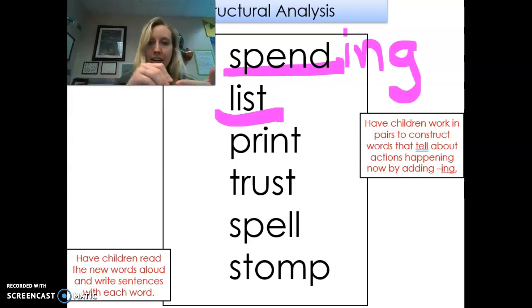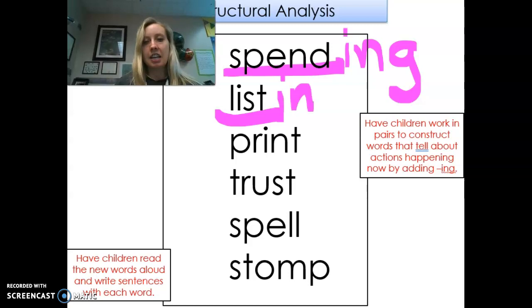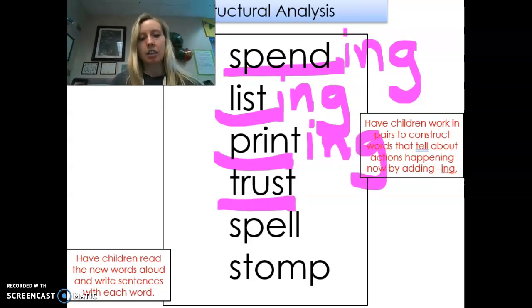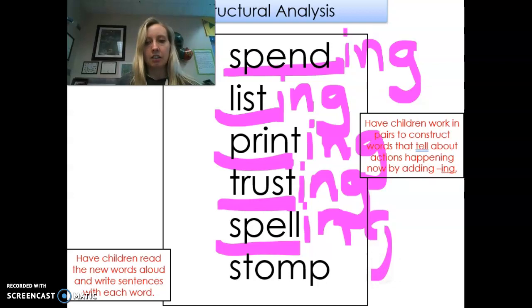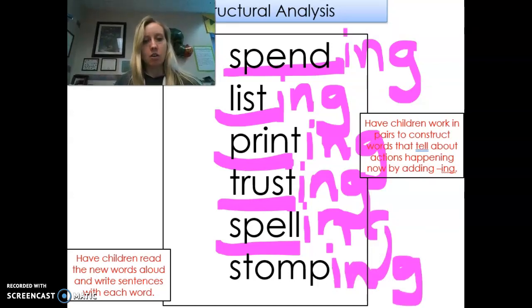List, maybe I'm making a list. I'm listing. Print, a printer prints, right? What if it's doing it right now? It's printing. Trust, if you trust someone, you believe what they say, and it would be trusting. It's something I'm doing right now. Spell, if I'm doing it right now, becomes spelling. And last of all, stomp becomes stomping. I'm doing it right now.